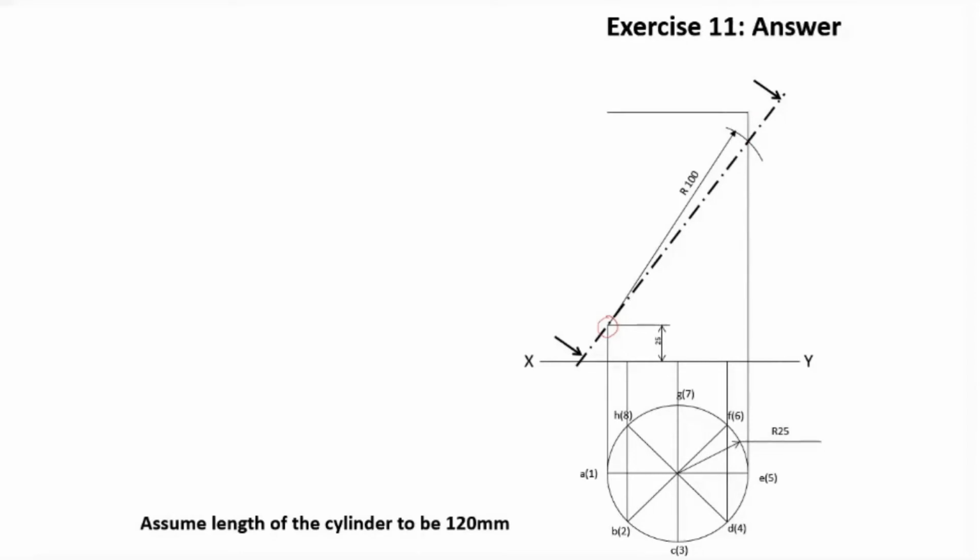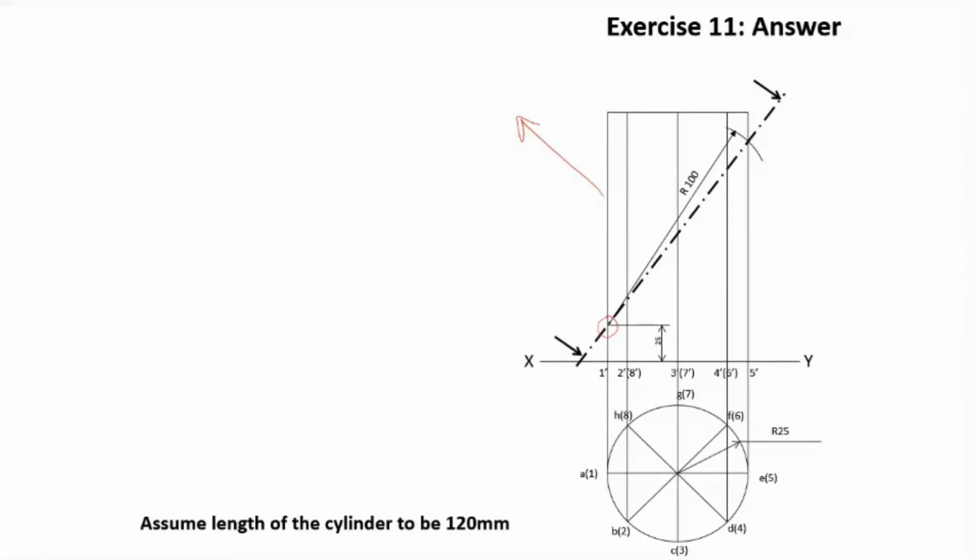Now you can complete the cylinder and all the generators. Once this one is completed, drawing the ellipse towards this side is a bit difficult. Towards this side, if you draw the ellipse, it may go out of your paper.